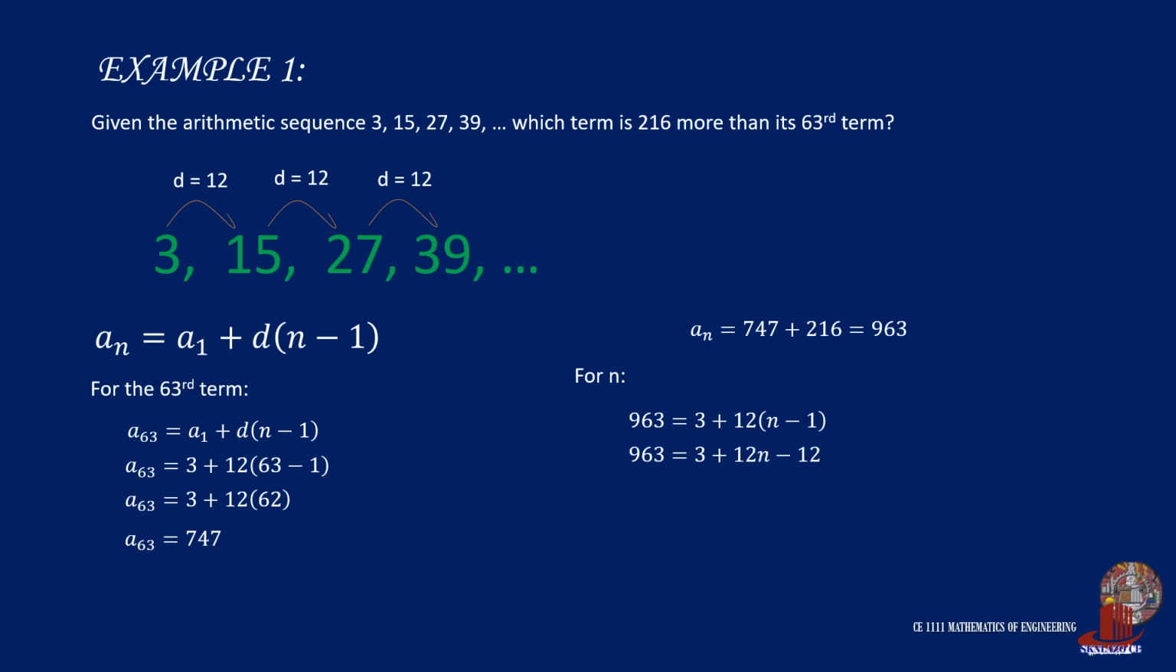Now distribute 12 to eliminate the parentheses, and we end with 963 is equal to 3 plus 12n minus 12. So collecting all terms, we have 963 is equal to 12n minus 9. Then, transpose negative 9 to the other side of the equation to have 12n is equal to 972. Finally, isolate n by dividing everything by 12 to get n is equal to 81.